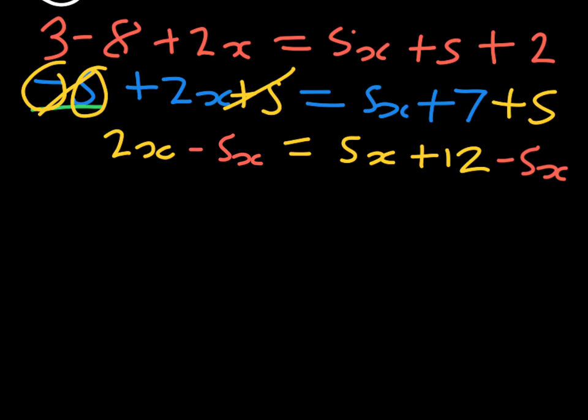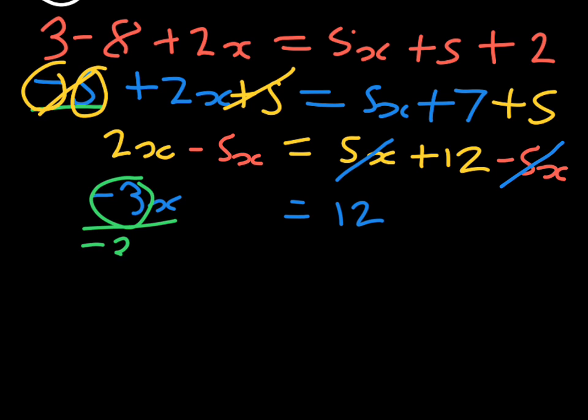Once we've done that, we can simplify. So 2x minus 5x, that becomes minus 3x. Since 2 minus 5 gives us minus 3, 2x minus 5x gives us minus 3x. Now on the right hand side, the 5x and the minus 5x cancel out to become 0, and we are just left with 12. Lastly, we need to get rid of the coefficient in front of our variable, so we divide by the coefficient. So we divide by minus 3.